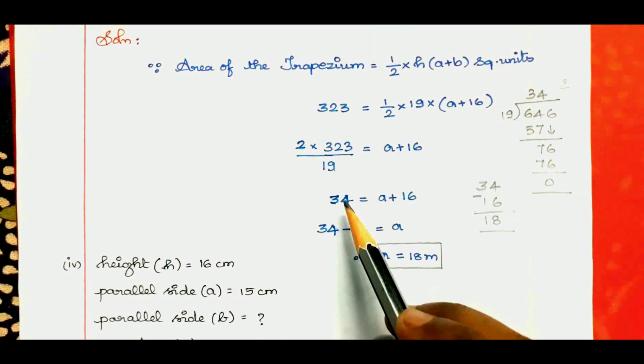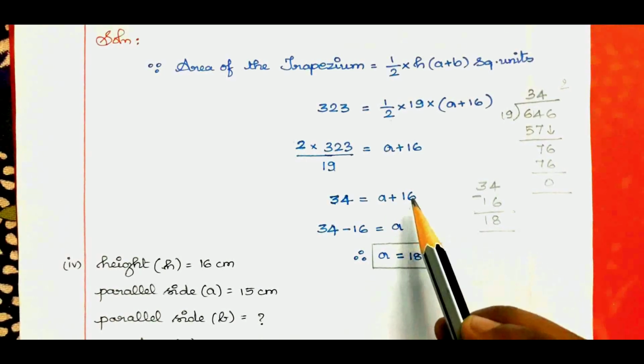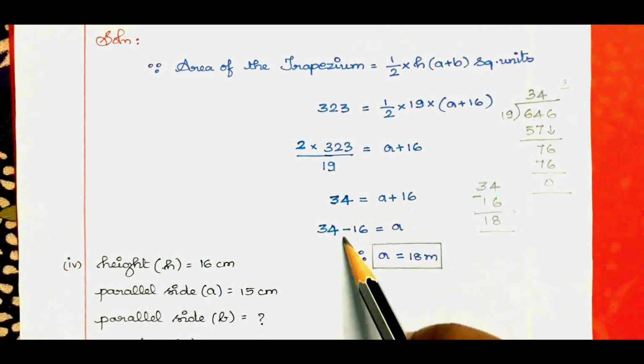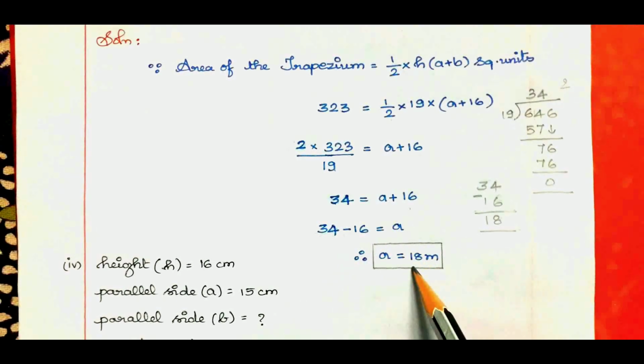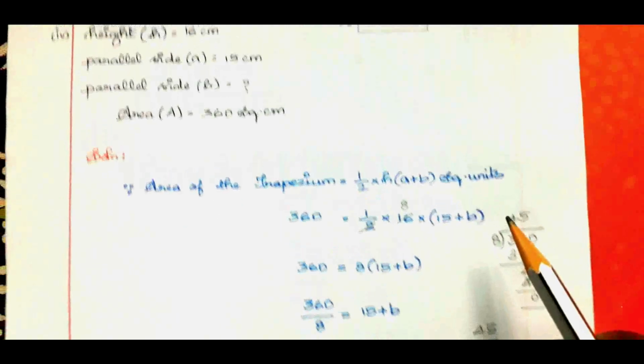But here it doesn't stop. In the right hand side we have an unknown as well as a constant. Take that constant to the other side. So 34 plus 16, when it goes to the other side it becomes minus 16. 34 minus 16 is equal to A. Therefore A is equal to 18 meter. That means the parallel side A is equal to 18 meter. Clear? Okay, we'll move on to the fourth question.